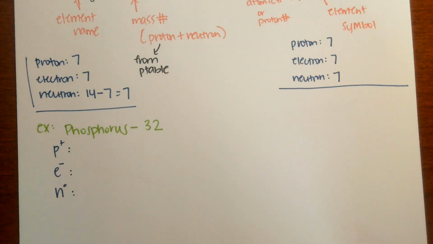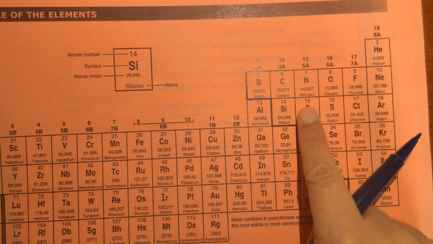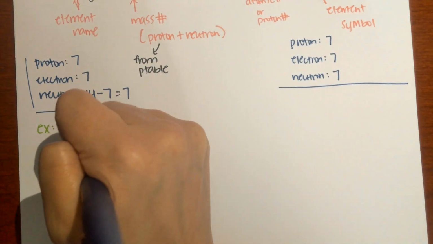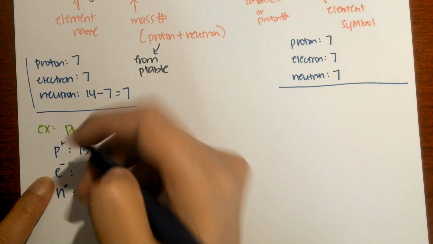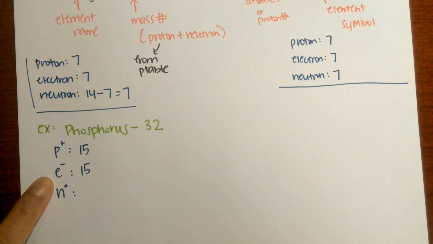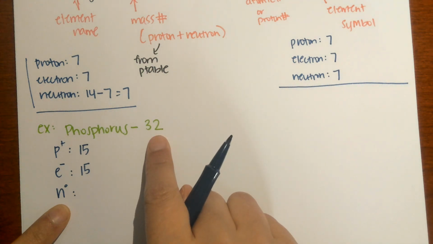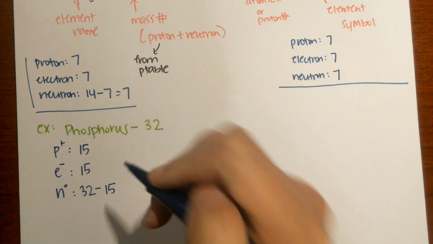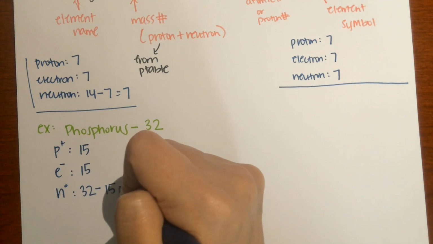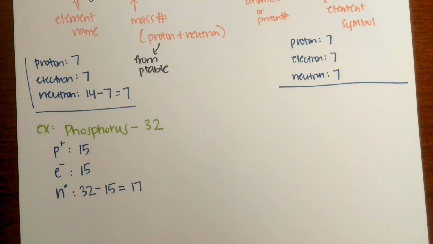Alright, so proton. We are going to find the atomic number. So that is right here, phosphorus, and that's number 15. That's 15 protons. And now we have electrons, which is the same thing, in a neutral phosphorus. And then neutron, again, this is when we use this number here, 32 minus 15, 17 neutrons.